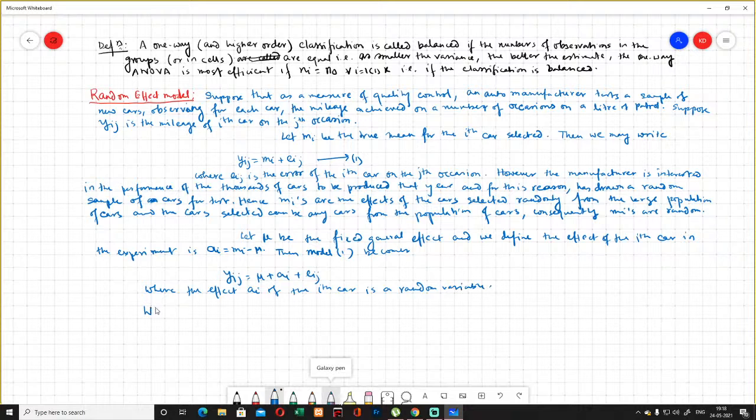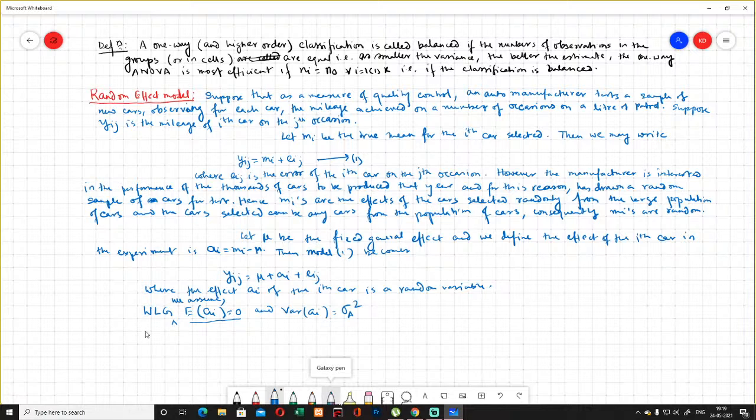Without loss of generality, we assume expectation of ai equal to 0 and variance of ai equal to sigma a square. So why am I assuming expectation of ai equal to 0? Because expectation of yij equal to mu, hence expectation of ai equal to 0. Okay.